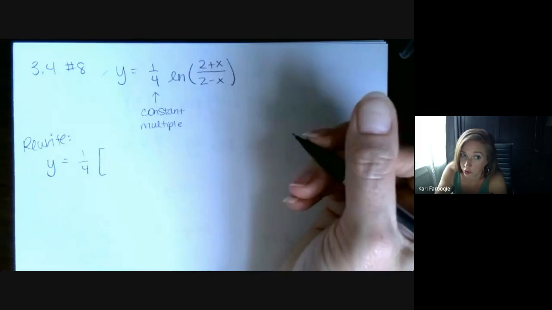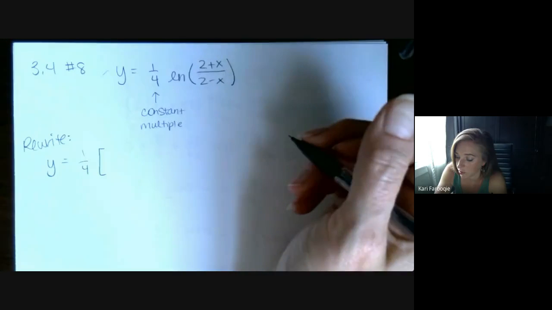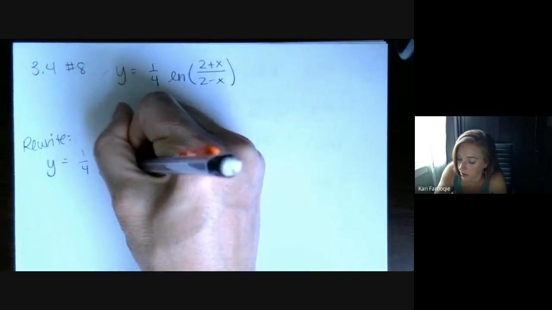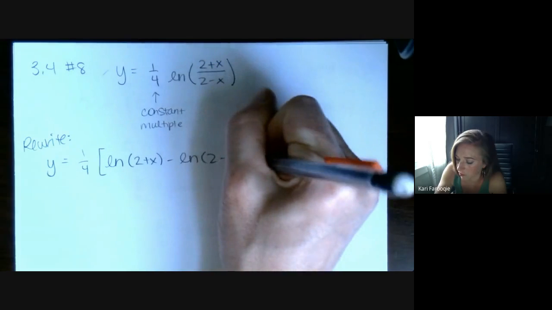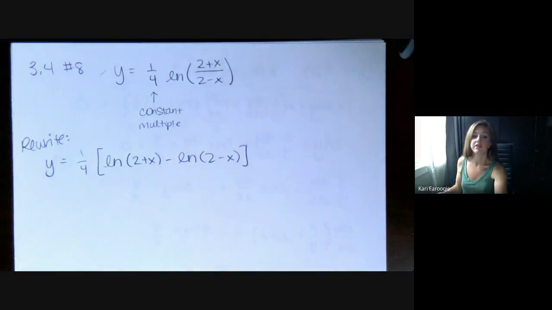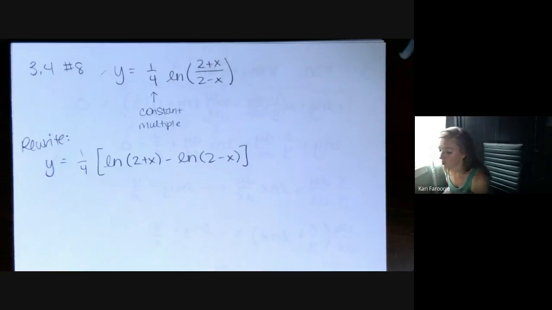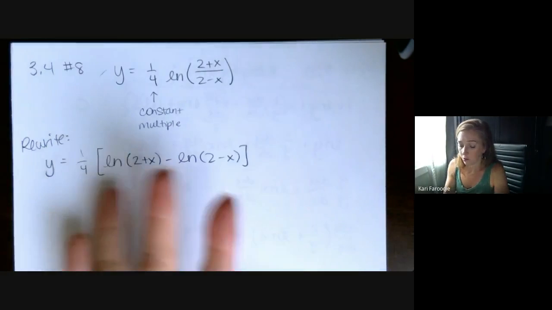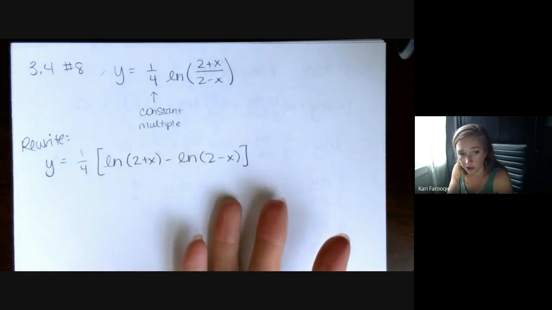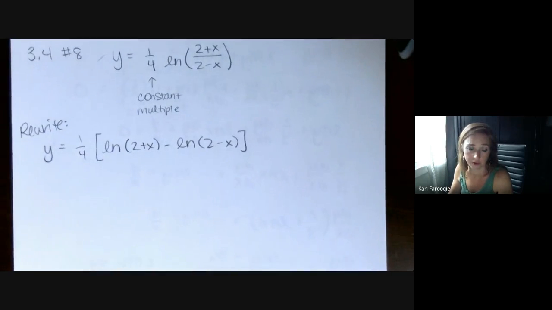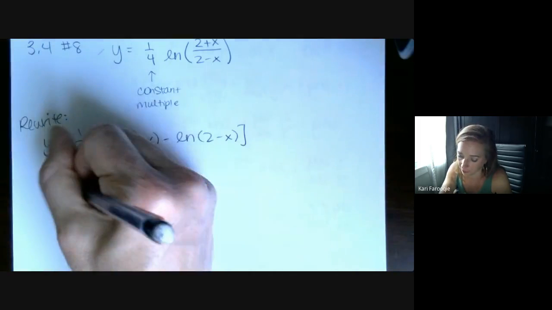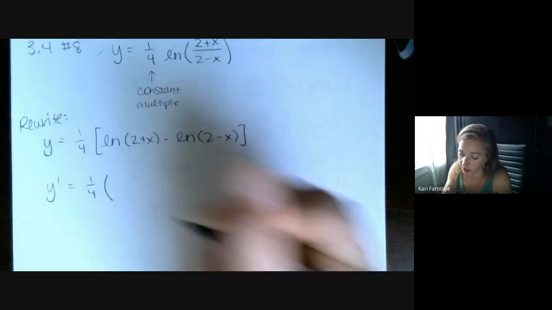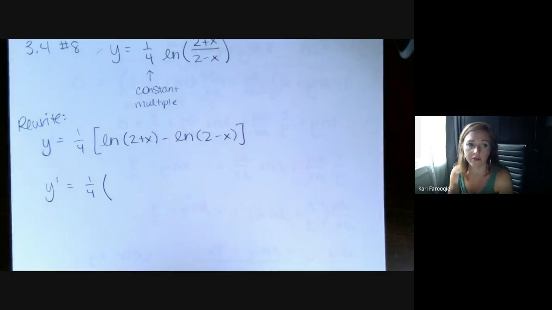And because I'm going to have 2 terms, I want to make sure I use some grouping symbols so that I note that properly. So this is going to be the natural log of 2 plus x minus the natural log of 2 minus x, and that whole quantity is getting multiplied by 1/4. Now, again, the 1/4 is a constant multiple, so it's just going to get multiplied by whatever this derivative is. If you want to distribute it, fine, but you don't have to. So you can just apply it to the whole derivative and you'll be good there. I'm just going to leave it outside, and then I'll take the derivative of these functions on the inside.